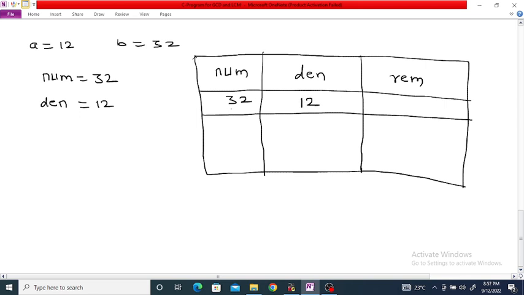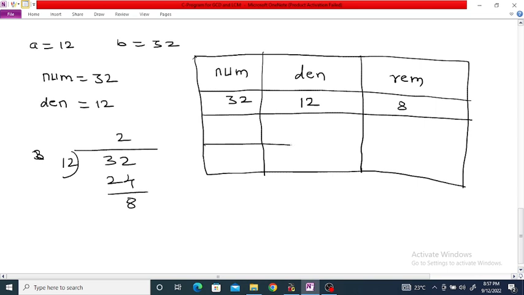So in the first step, 32 is the numerator and the denominator is 12. Now if we divide 32 by 12, then 12 times 2 is 24, so the remainder is 8. Next step, we write here 12 and here 8. If we divide 12 by 8, then the remainder is 4. Next time again we take 8 and 4.